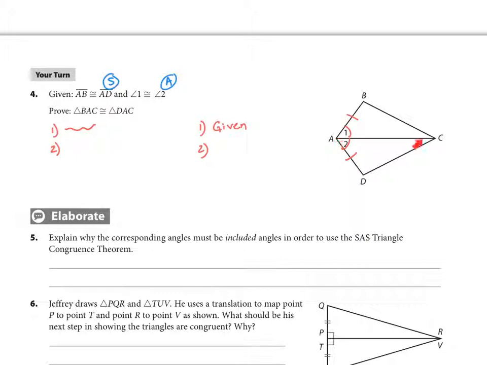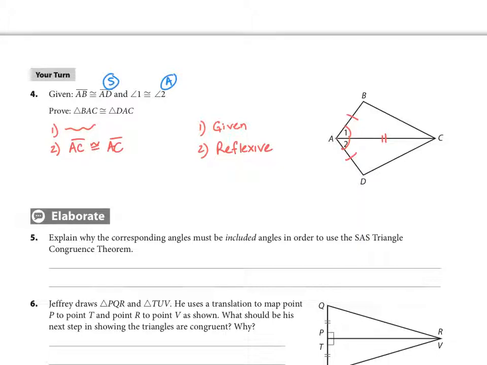Both triangles look like they share a side. They share this side right here, and that is side AC. AC from the top triangle has to be congruent to AC from the bottom triangle, and that is by reflexive property of congruence. So I want to mark that on the picture.